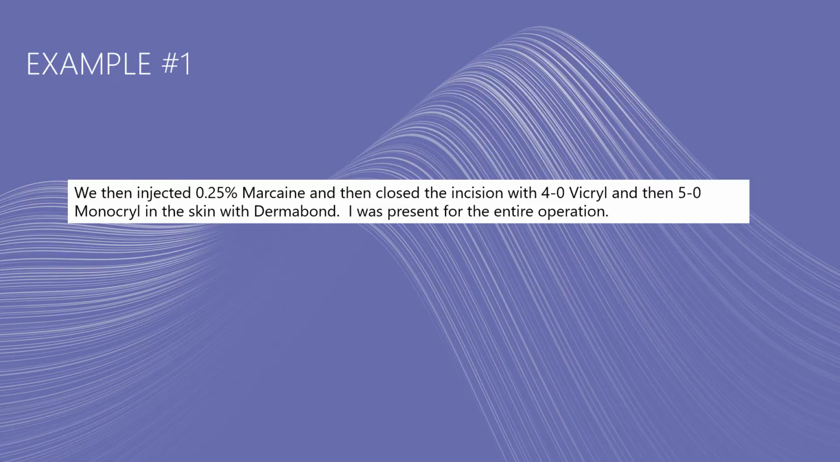We just talked about using supplies in the descriptor, and here's that example. It states that the provider closed the incision with 4-0 Vicryl and then 5-0 Monocryl in the skin with Dermabond. They may have meant to document layered closure, but we can't tell that from the documentation. We would have to see very clearly which tissues were closed in which manner.